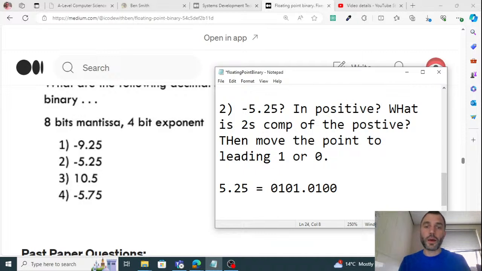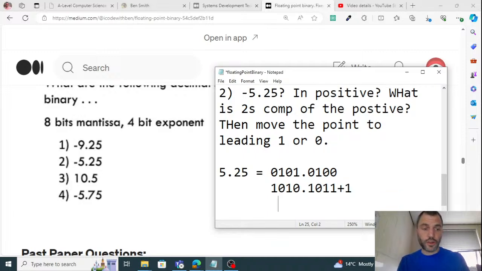So we're going to flip all the bits. 1, 0, 1, 0, 0.1011. I'm going to add 1 to this. So it's going to be a 1 carry the 1. So 1, 0, 1, 0, 0.1. And then 1 carry is 0, carry the 1, 0, carry the 1. And then 1. So we've got that.